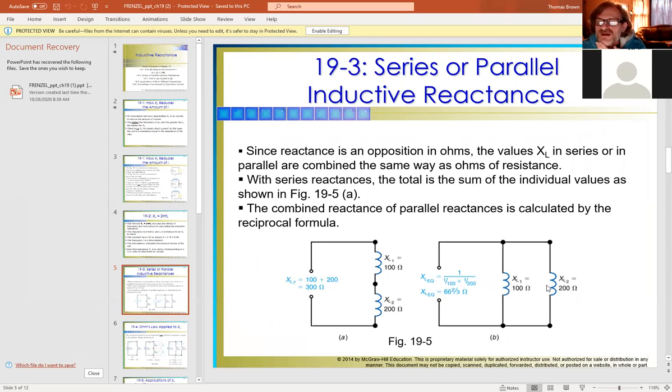And then down in the next one over here in a parallel environment, we have 100 and 200. And what are we going to do? We're going to come up with a parallel equivalency, right? Doing the inverse function, you can see it comes out lower than the lowest one in the mix, and we come up with an equivalent of 66 and 2/3. So kind of like the opposite of what the capacitors worked like, right? A little different.